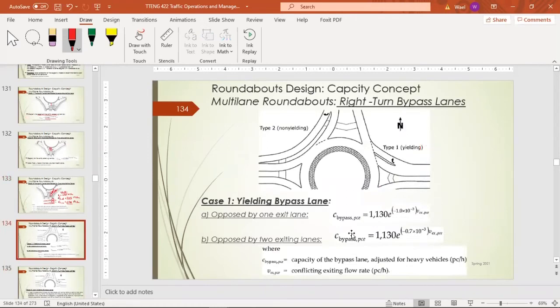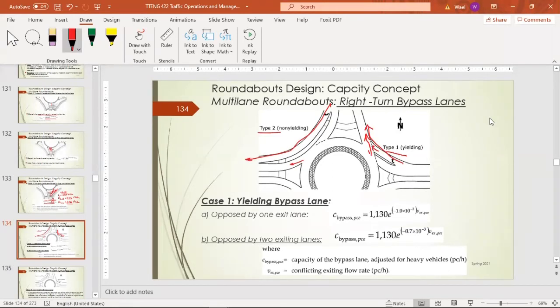Okay, in case we have a bypass lane, the bypass lane is for the right turn traffic. The bypass is either type 1 or type 2. Type 2 is not influenced by the exiting traffic. But type 1 is influenced: the right turn volume is affected by the exiting volume. But here, the right turn volume is not affected.